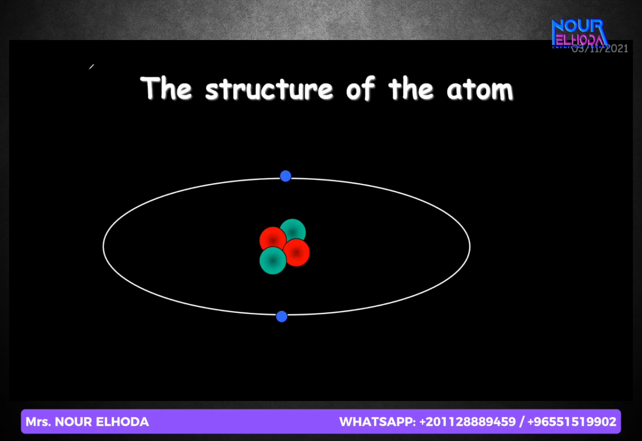Let's start. Bismillah. First of all, I'm going to talk about the atom. The atom is the smallest unit for any matter. If I have, let's say, carbon dioxide, what is carbon dioxide formed of? One carbon atom with two oxygen atoms. So this means the smallest unit is the atom. Two atoms of oxygen and one atom of carbon form carbon dioxide.